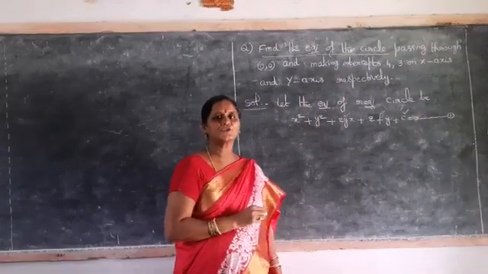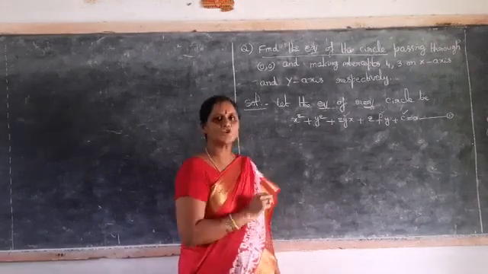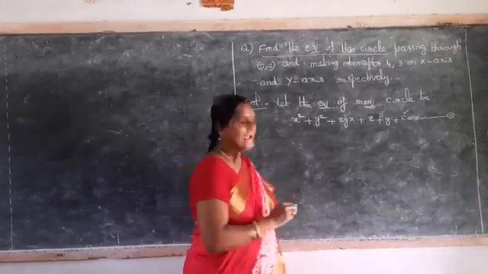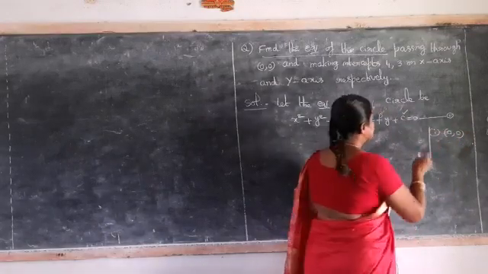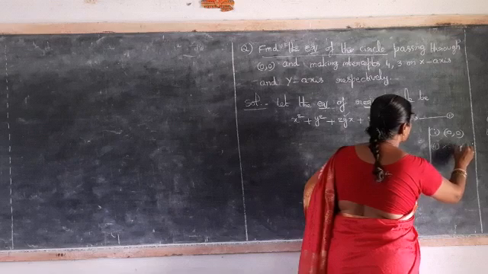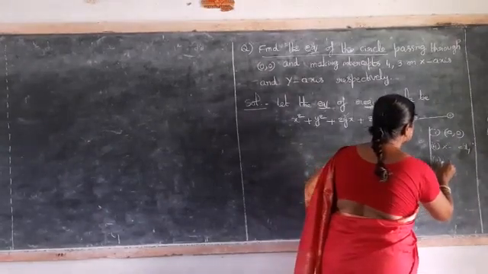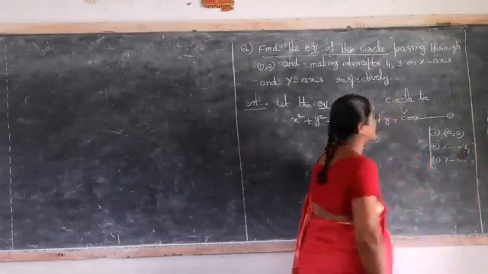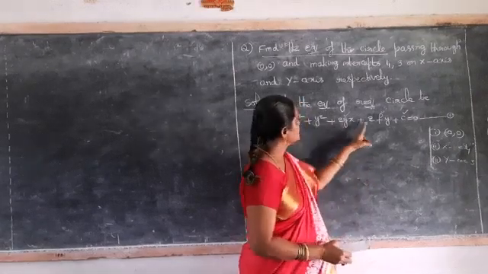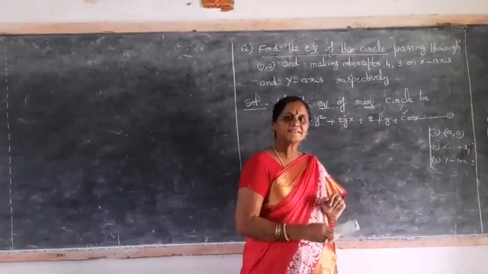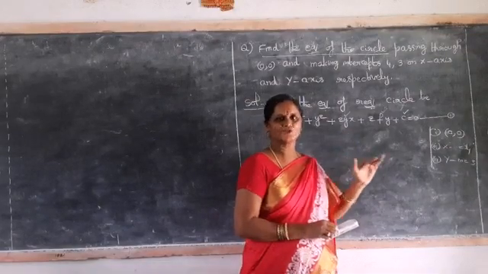For finding g comma f comma c, we apply our three hypotheses one by one. In the problem, three hypotheses are given. Number 1: the circle passes through the origin. Second hypothesis: length of x intercept is equal to 4 units. Third hypothesis: length of y intercept is equal to 3 units. So if you simplify these 3 hypotheses, we will get the values of g comma f comma c. Then you substitute g f c values in equation 1, and we get the circle's equation. So this is the procedure.